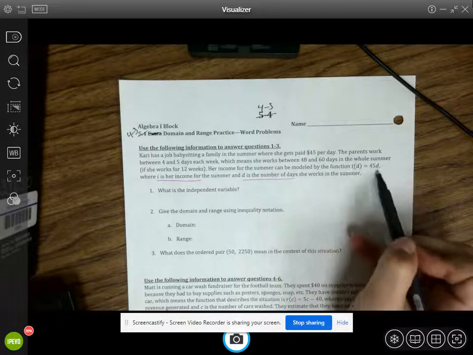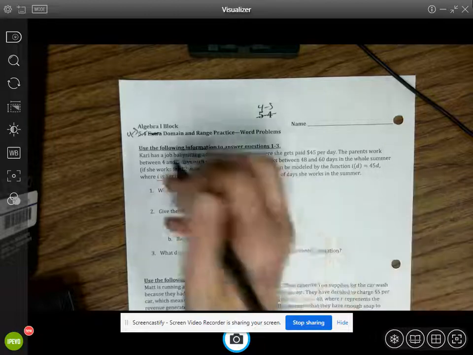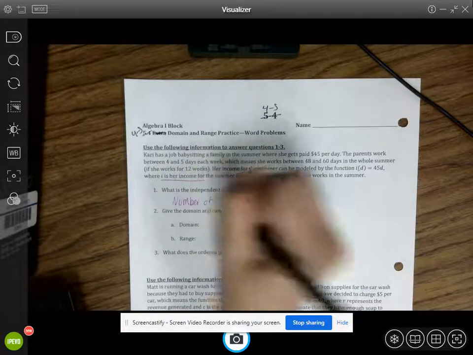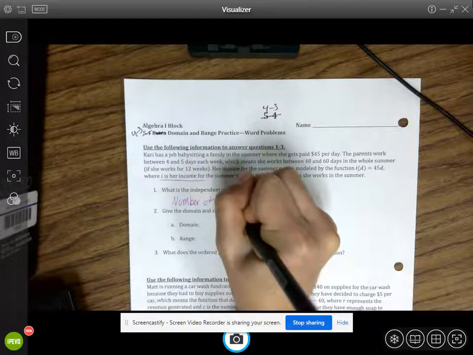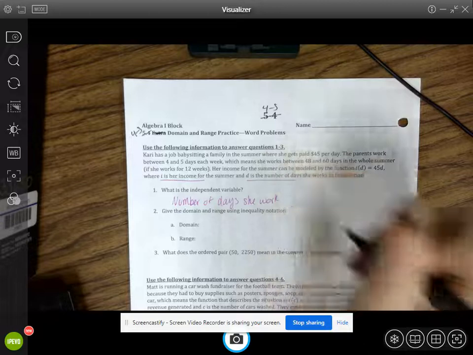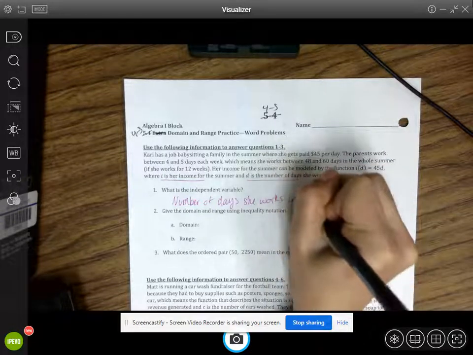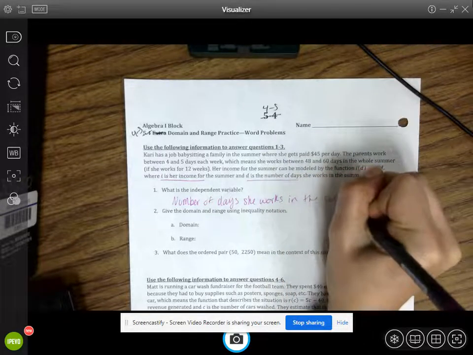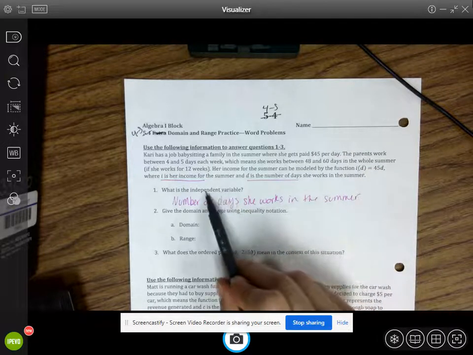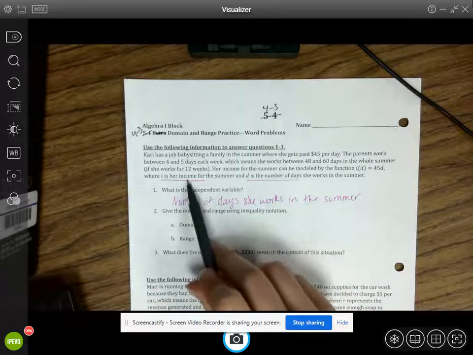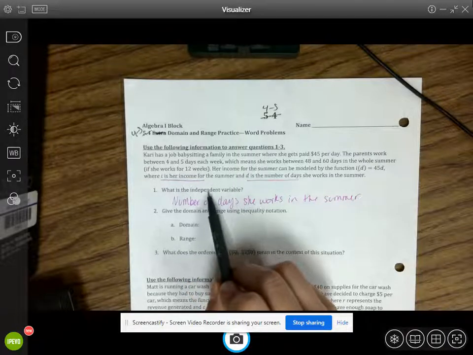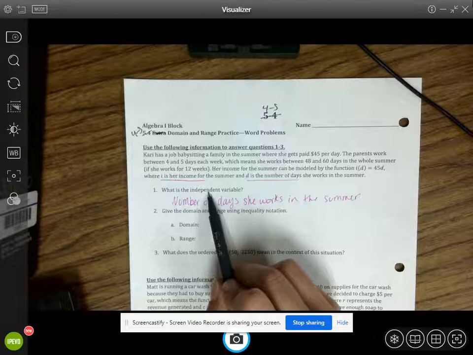So D, which stands for the number of days that she worked in the summer, is the independent variable. If this asked you for the dependent, you would have said it's her income for the summer. Okay, make sure you're reading this question if it's asking for independent or dependent.